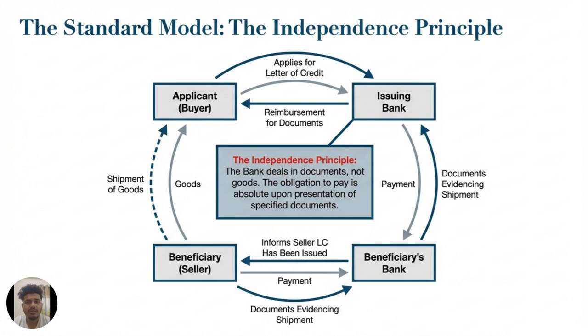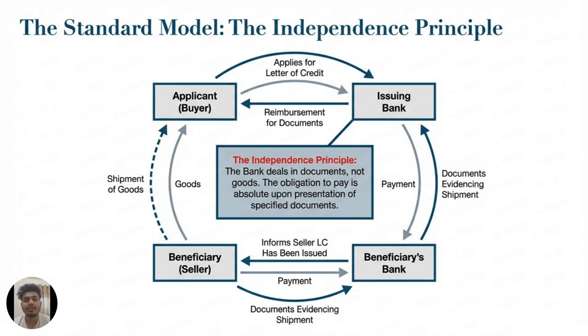The standard model, the one that has worked for years. Let's start with the textbook definition. The bank sits in the middle like a neutral referee, and the entire system is built on the independence principle. The bank deals only with documents, never the actual goods. If the seller provides the right paperwork, the bank is legally obligated to pay. It is designed to be a cold, mechanical, and perfect exchange of paper for money.